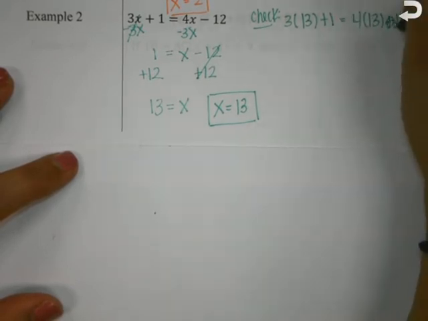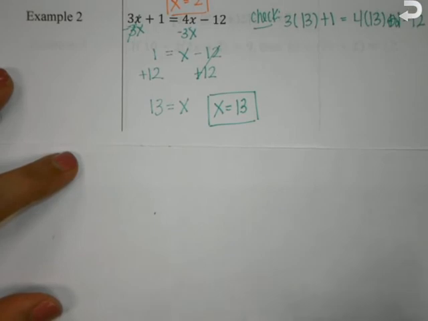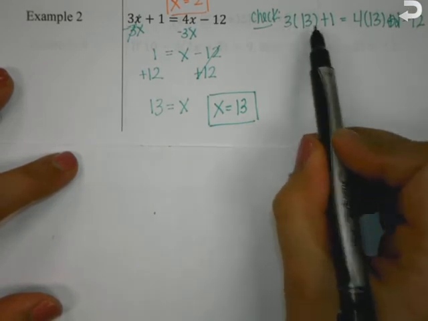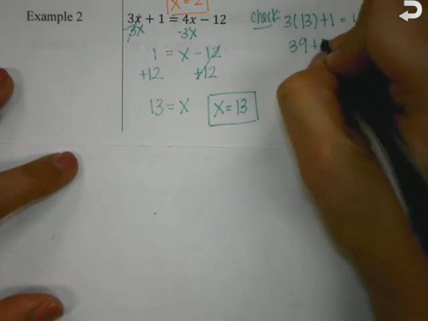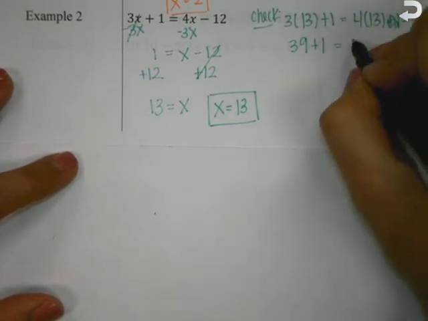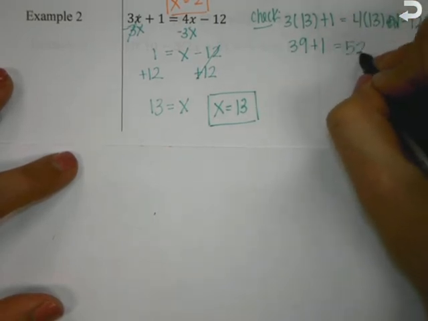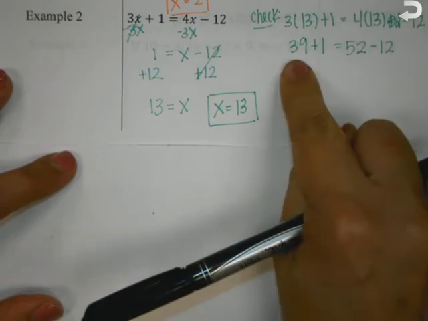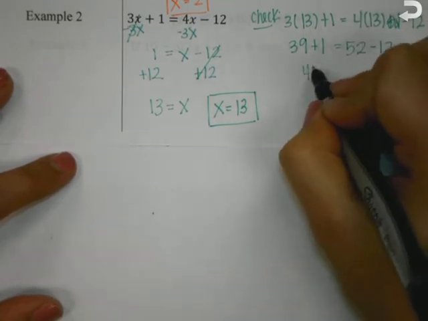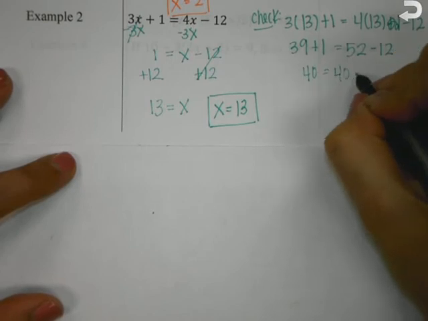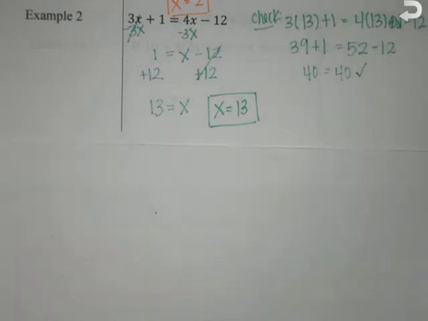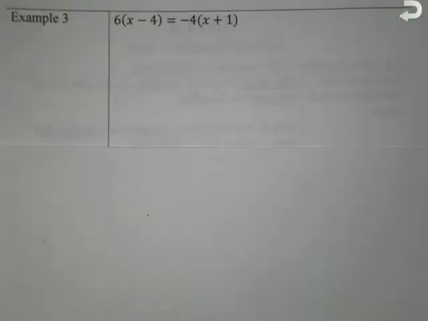Okay, 3 times 13 gives me 39 plus 1. And 4 times 13 gives me 52 minus 12. 39 plus 1 gives me 40. And 52 minus 12 also gives me 40. True statement, so we got the correct answer. Okay. Example 3. 6 times x minus 4 equals negative 4 times x plus 1.